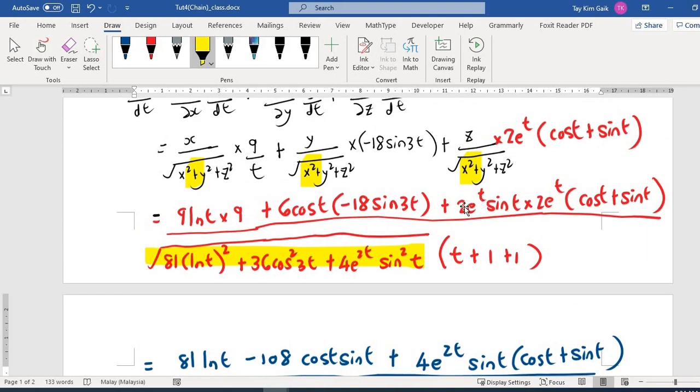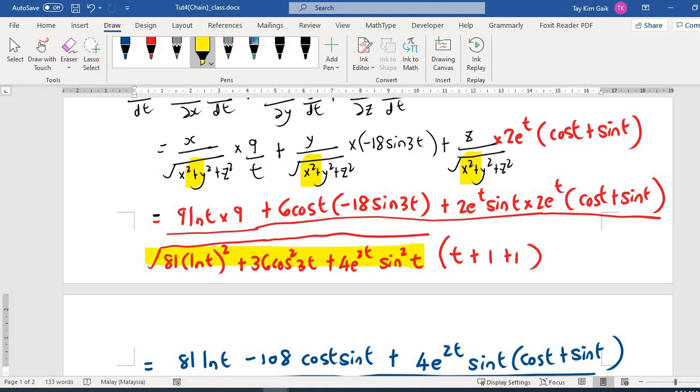Okay, and here, plug back in, z is 2 exponent t sin t. This one is the dz dt. So 2 times 2 is 4. So exponent t times exponent t, exponent 2t. So sin t and then bracket cos t plus sin t.